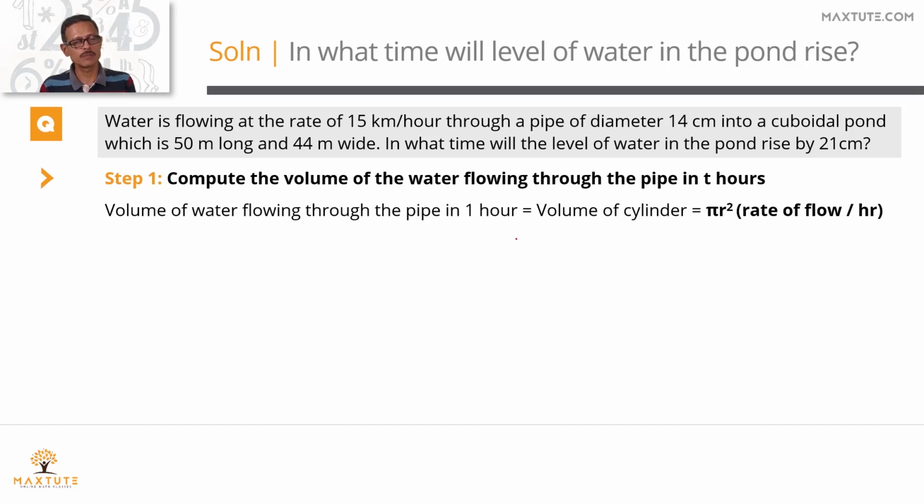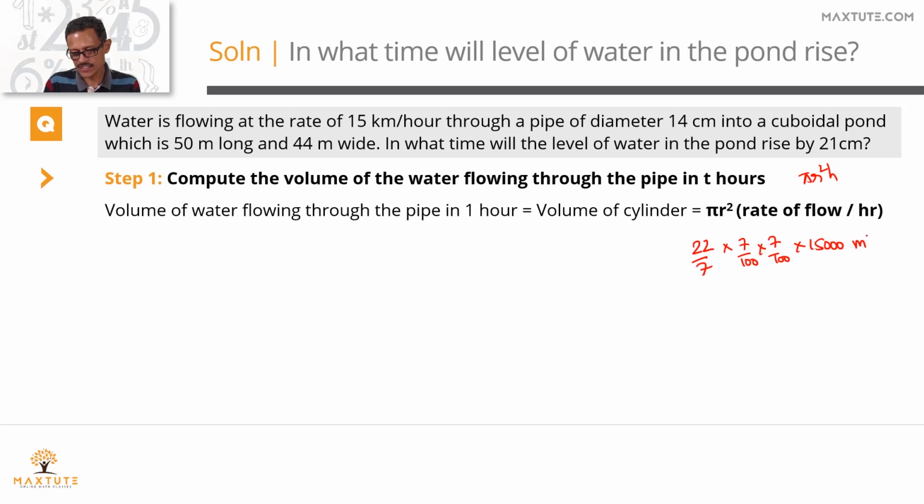Volume of water flowing through the pipe in 1 hour: it's a cylindrical pipe, so volume would have actually been pi r squared h. But there's no height for this pipe. We're looking at the rate of flow in this case. So it's pi r squared into rate of flow. Quickly plug in the values. Pi is equal to 22 by 7. Radius is 7 by 100, so r squared would be 7 upon 100 into 7 upon 100. The rate at which water is flowing through this is 15,000 meters per hour.